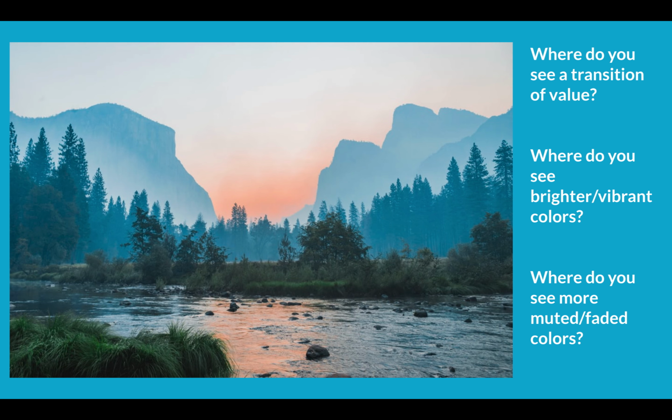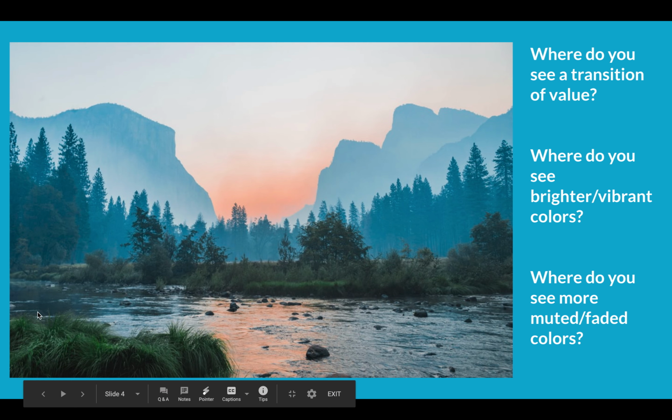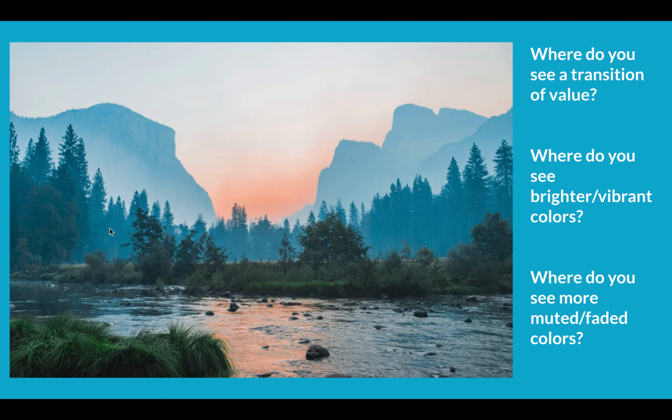A couple places you might notice is in the sky. We have a nice vibrant orange right here. And then as we move up in space in that sky, it's getting lighter and lighter and lighter. Same within these trees, we have these vibrant greens. In fact, the most vibrant green is really down here in this green grass that's closest to us. It's still pretty vibrant here. And then as we go back in space, it gets more faded, and then into these blues and getting lighter and lighter. So again, paying attention to where we see those brighter and vibrant colors and where we see those more muted and faded colors.